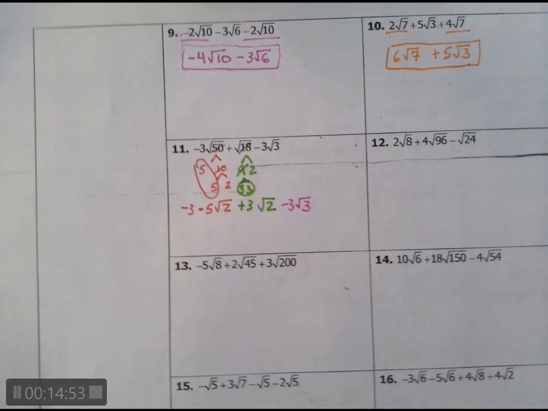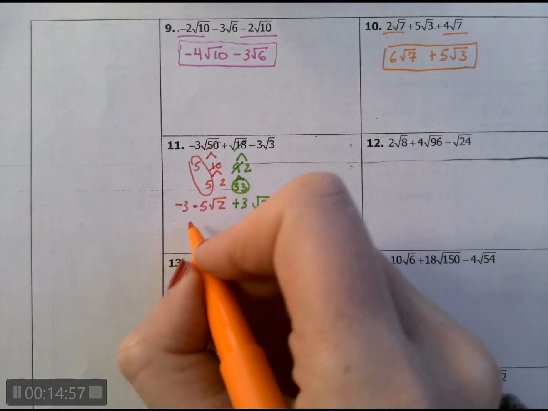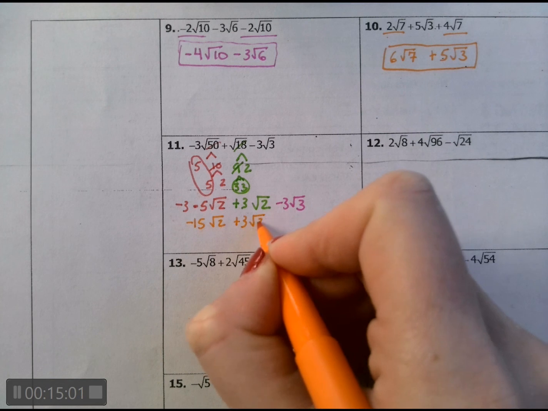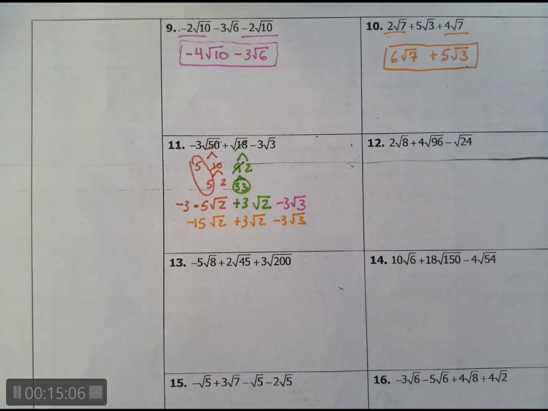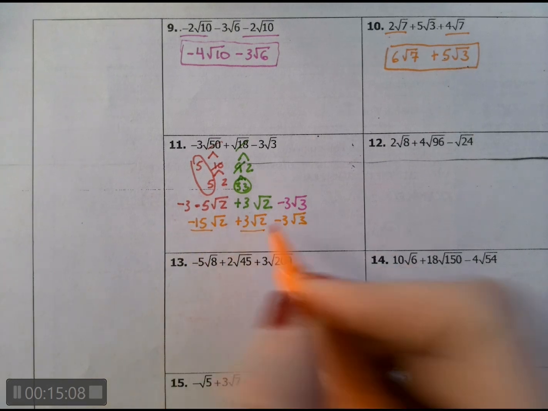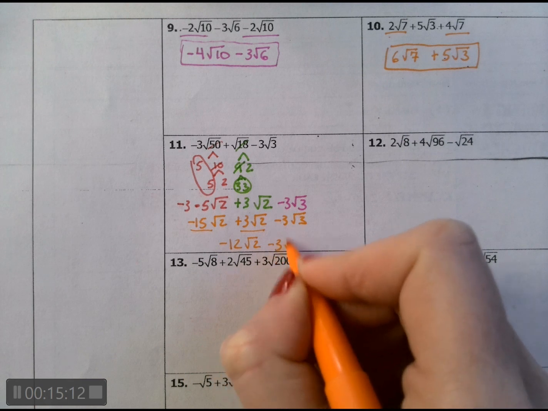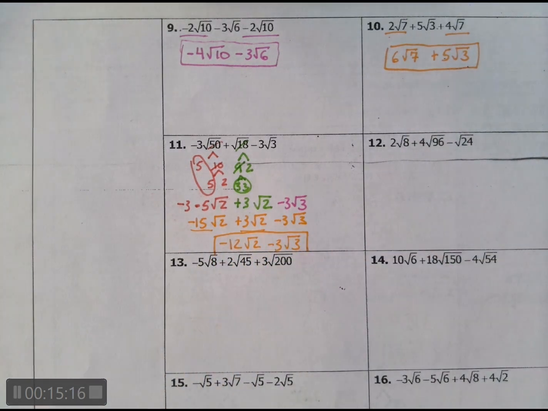Alright. And so then to combine it all together, we get negative 15 square root 2 plus 3 square root 2 minus 3 square root 3, where we can combine our like terms right here and here for negative 12 square root 2 minus 3 square root 3. Ta-da! Not too horrible, is it?